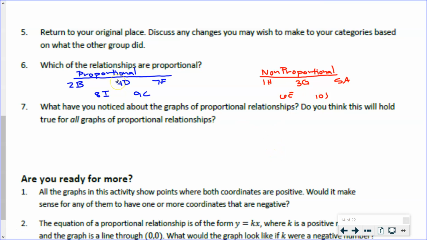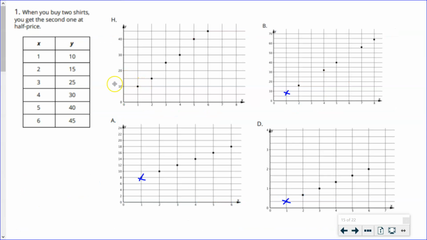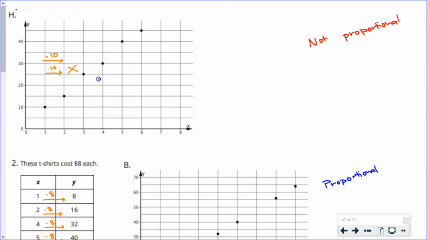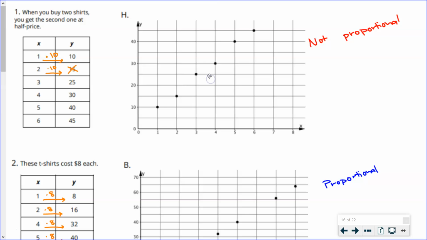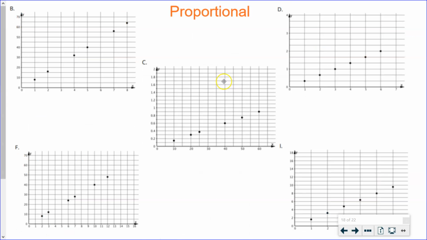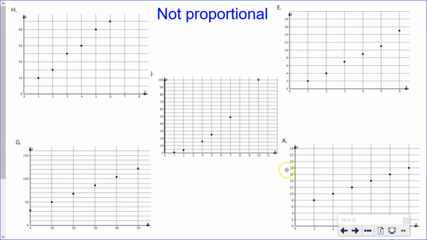Now, I want you to focus just on the graphs. So, you can hide the tables instead of having them set out so that it's table and graph side by side, kind of like this. You can just put the table right in front. But I want you to sort them so that we have all of the proportional graphs arranged so that we can see them all. And then all of the non-proportional graphs sorted and organized so that we can see them.